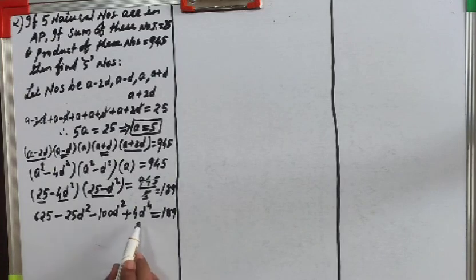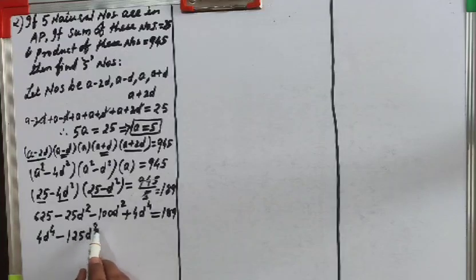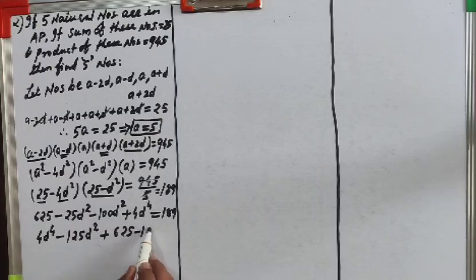Now 4d power 4, write down here. It is 4 to the extreme left, you write down 4d power 4. But remember that I am not changing the side, I am only rearranging the terms. So 4d power 4, then minus 100d square, and minus 25, this will become 125d square. Okay, and then plus 625 minus 189, which is equal to 0.